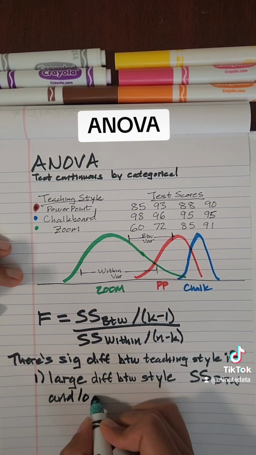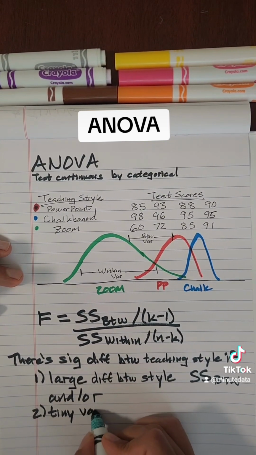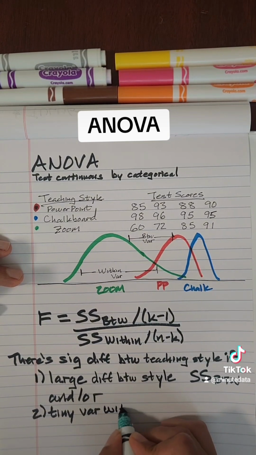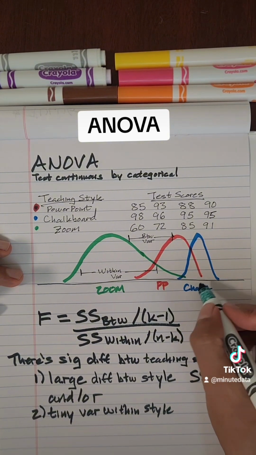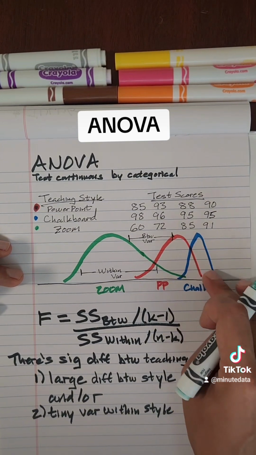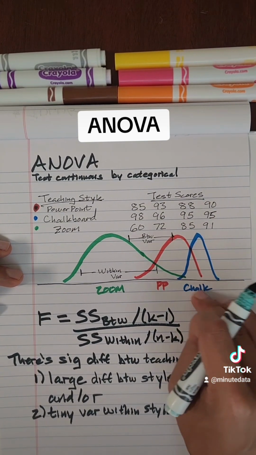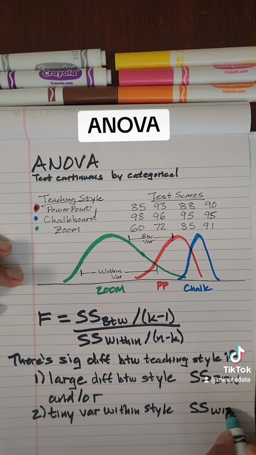And or there's tiny variance within a style. For example, the chalkboard folks, they tend to score very highly, and they tend to have very little variation, so it's quite tight, it's quite unique to this chalkboard teaching style, and that corresponds to the sum of squares within.